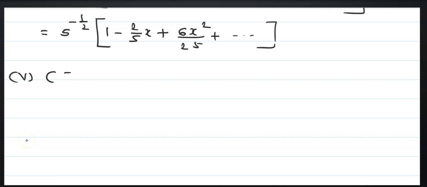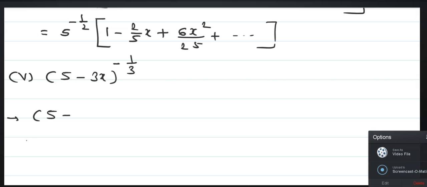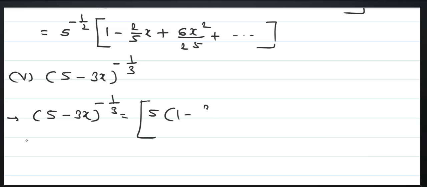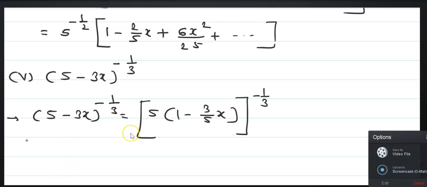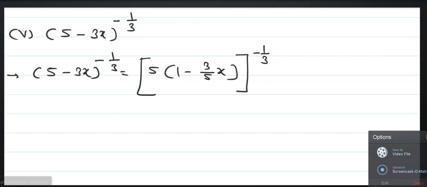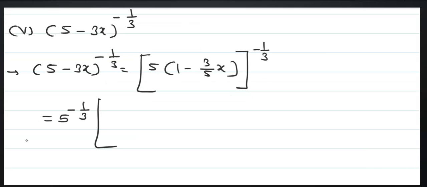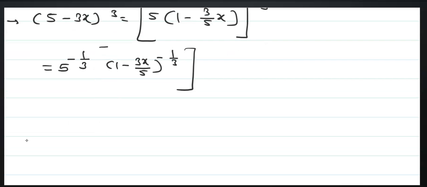Now next is (5 minus 3x) raised to minus 1 upon 3. Now for this we also take 5 as common. Then in the bracket you will get, what is here? If you take 5 as common, then in the bracket (1 minus 3x upon 5) raised to minus 1 upon 3. That is 5 raised to minus 1 by 3, (1 minus 3x upon 5) raised to minus 1 by 3.